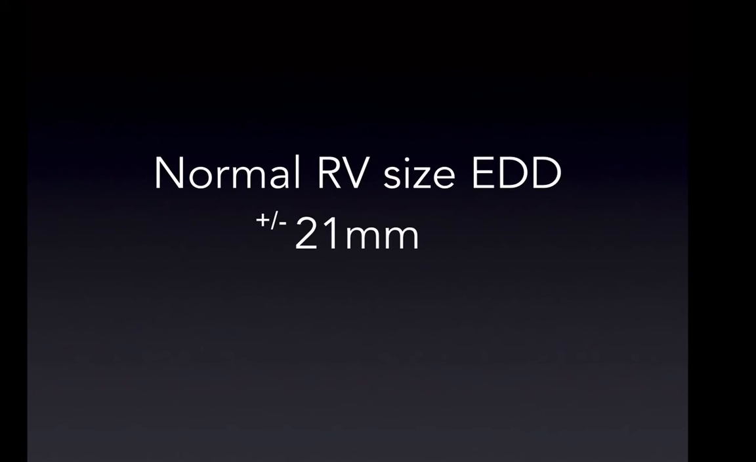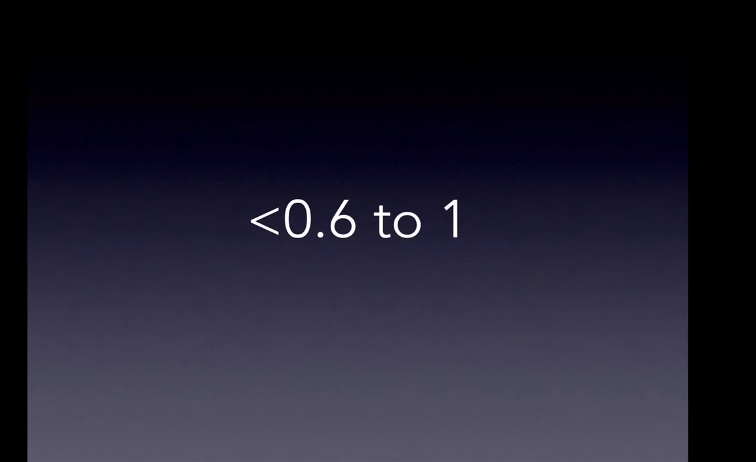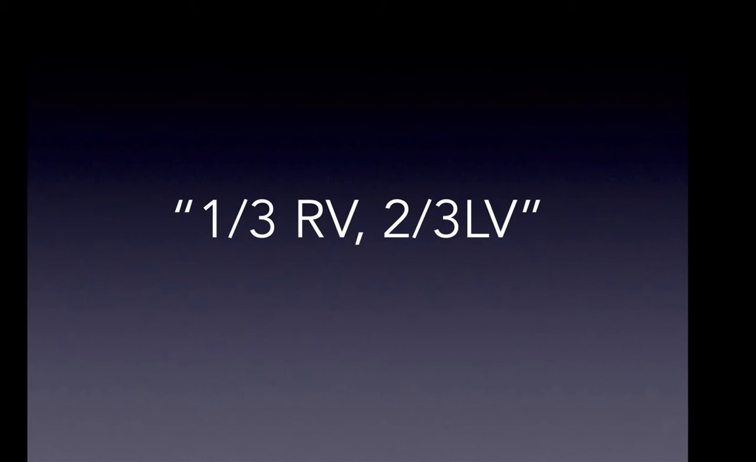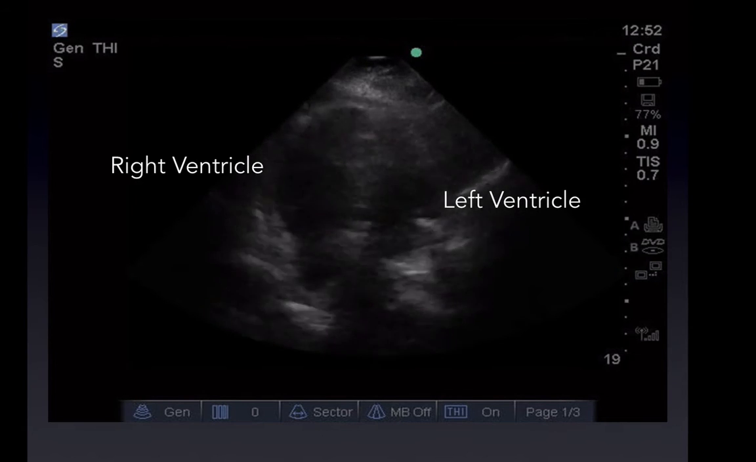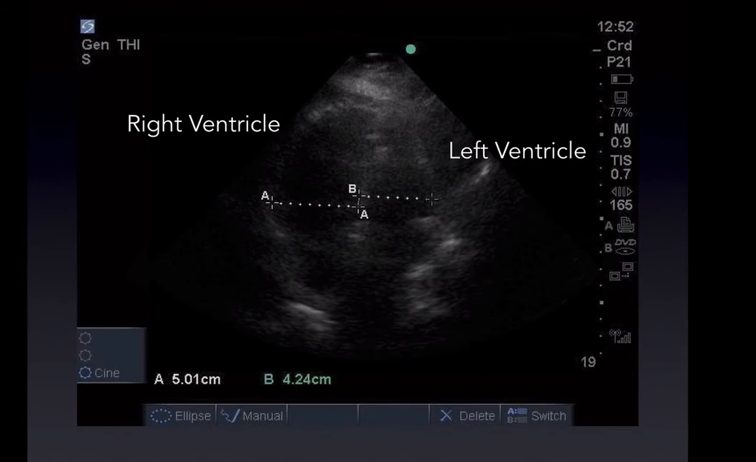So the normal right ventricle size, within the end diastolic diameter, is more or less about 21 millimeters. And there's a ratio of the right ventricle to left ventricle, and it's 0.6 to 1, but an easier way to remember is 1/3 is right ventricle, 2/3 is the left ventricle. So the left ventricle should obviously be more prominent during diastole. But in this case, for example, the right ventricle looks more prominent than the left due to increased right-sided pressures.